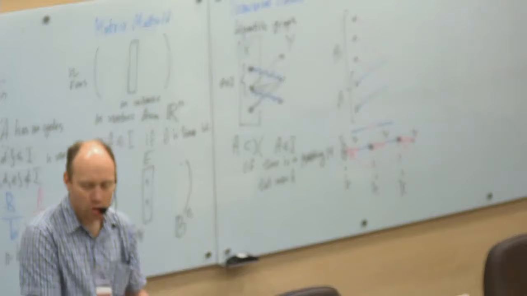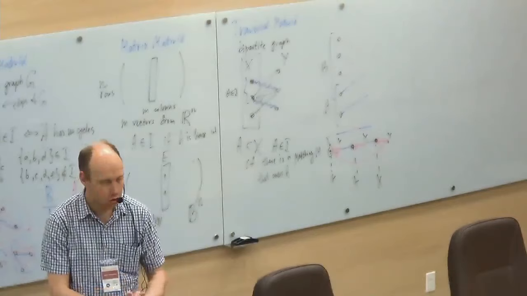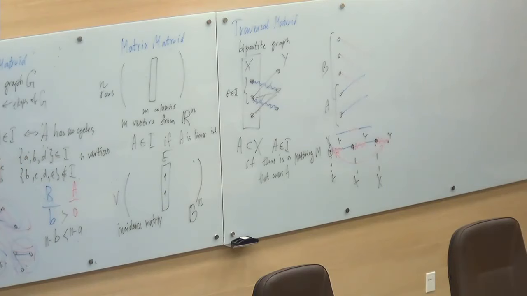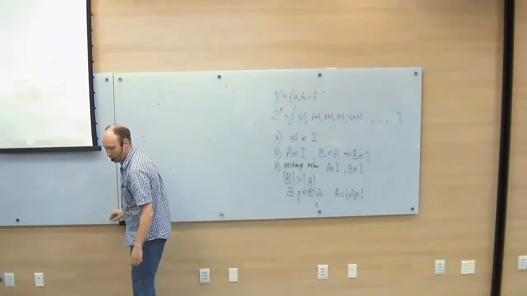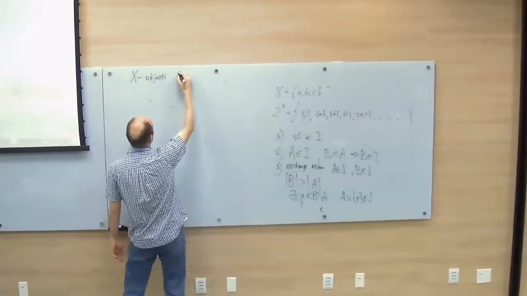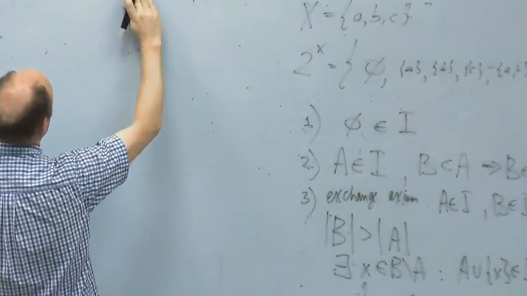So, what are matroids good for? As I've told you in the beginning of the class, they are good for greedy algorithms. Let's introduce the greedy algorithm for matroids. Consider a matroid. So we have a set of objects, and we have a collection of independent sets.